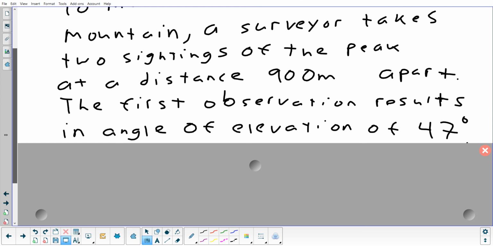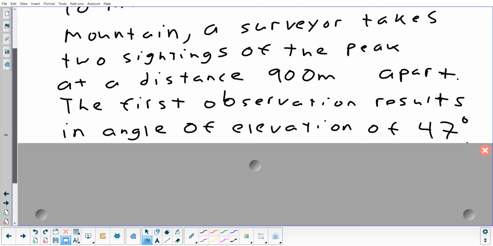The angle of elevation is basically the angle if you were like pointing a laser at something. Imagine the ground is horizontal. You imagine pointing a laser at a target in the distance. This is what that angle is. It's the angle you have to tilt that laser at to point exactly at the target you're trying to measure. So the first time the surveyor measures the angle, it's a 47-degree angle. Now they're going to back up. They're going to back up 900 meters, and they're going to measure the angle again.